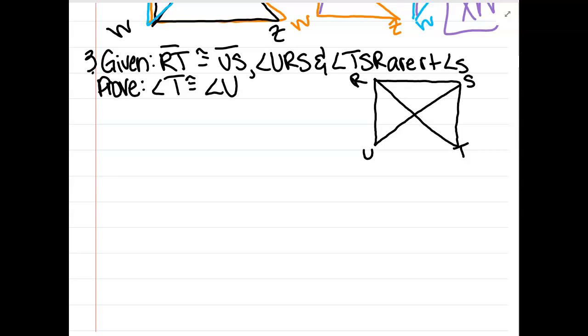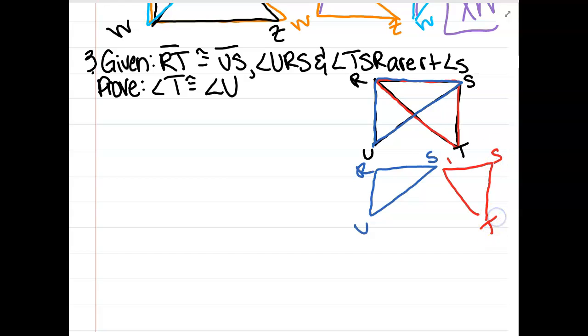If we look at what we're trying to prove, that angle T is congruent to angle U, that can sometimes give you a little bit of an idea of which 2 triangles you're looking at. There's a couple different pairs of triangles here, but if I'm looking for angle T and angle U, I'm going to be looking at this triangle here and this triangle here. They both have an angle T and an angle U. So if I redraw those, you have U, R, S, and then S, T, R.